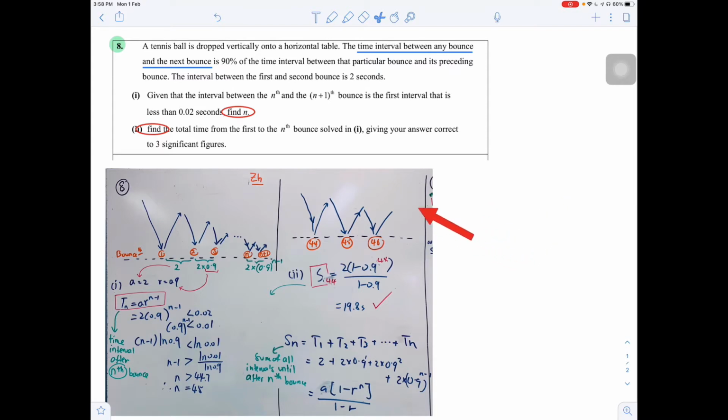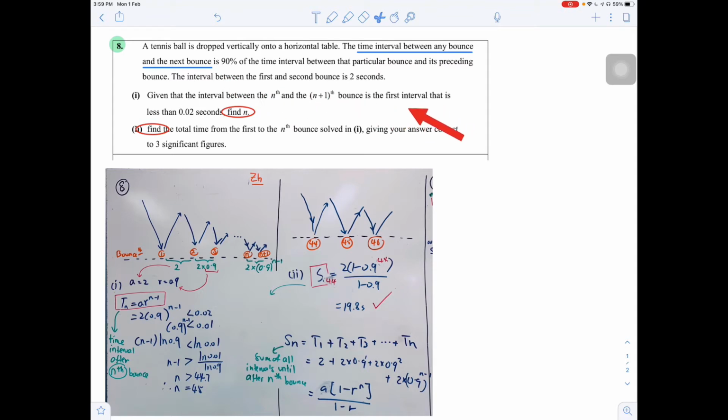Okay, question 8 is a bouncing ball type of question. A tennis ball is dropped vertically onto a horizontal table. So the tennis ball is dropping vertically, and it should also rise up vertically. But in the diagram, we draw it this way so that we can show the interval, because the question involves the time interval between one particular bounce and the next bounce.